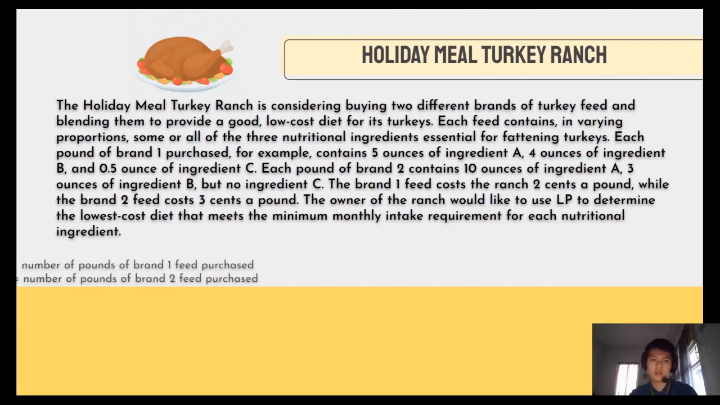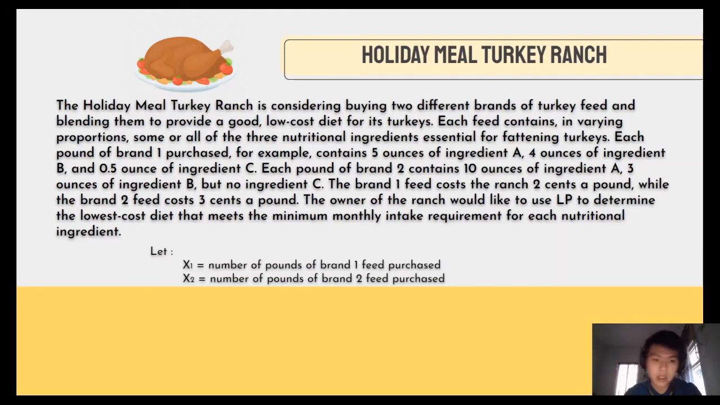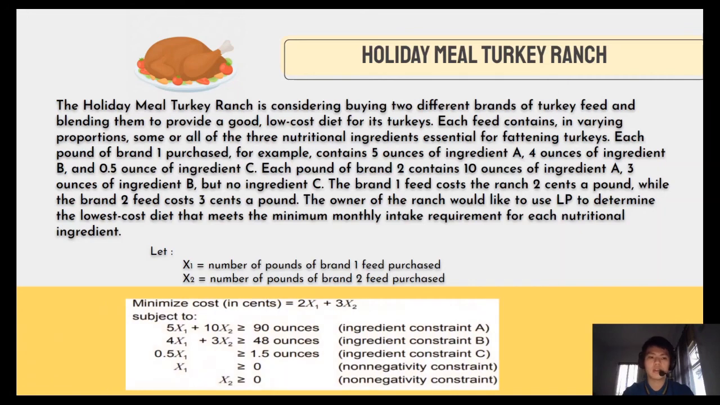Okay, so first we let x1 be the number of pounds of brand 1 feed purchased and x2 the number of pounds of brand 2 feed purchased. Our main objective here is to minimize the cost. For this problem, it would be to minimize the cost in cents.